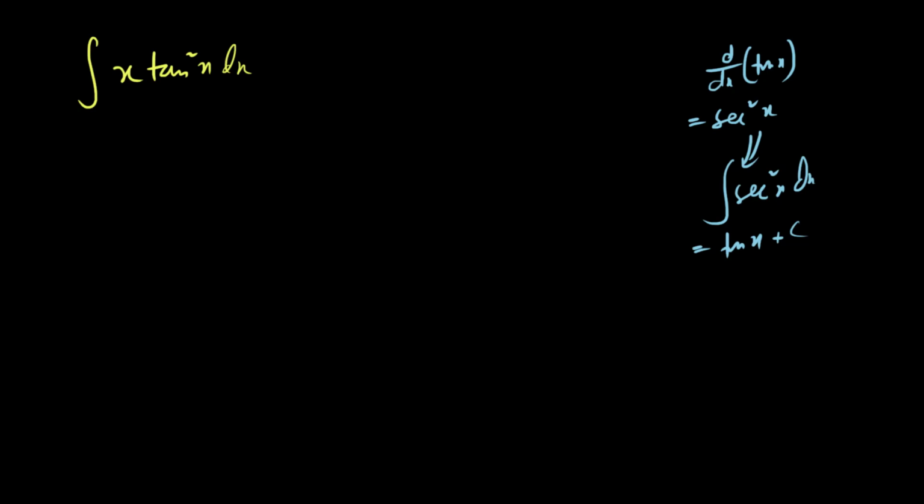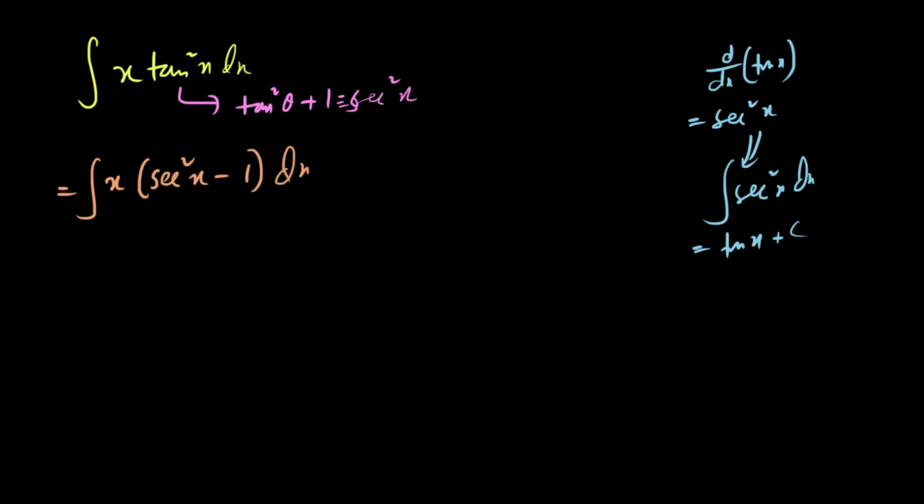So the adjustment that needs to be done over here is we can use the identity that tan squared theta plus 1 is identical to sec squared theta. That means we can write tan squared theta as sec squared theta minus 1. That is the adjustment that we can make. So by making that adjustment, we can write x sec square x minus 1 dx. So we can write x sec square x minus x dx.